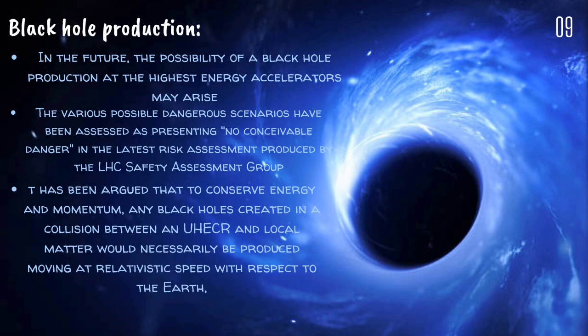In the latest risk assessment produced by the LHC Safety Assessment Group, it has been argued that to conserve energy and momentum, any black holes created in a collision between UHECR and local matter will necessarily be produced moving at relativistic speed with respect to the Earth.